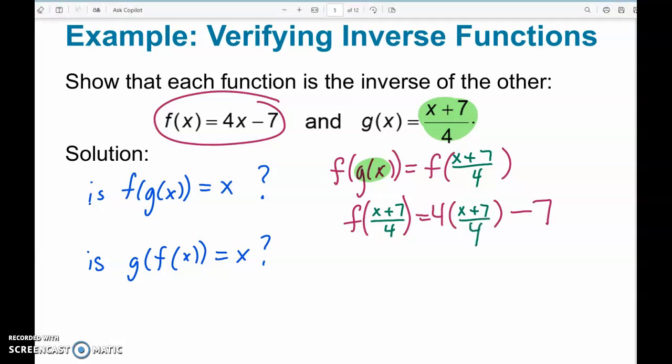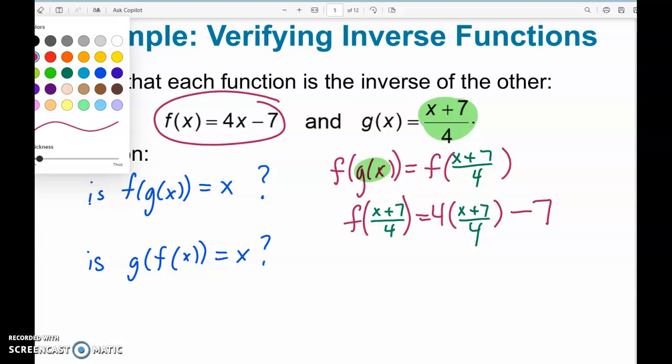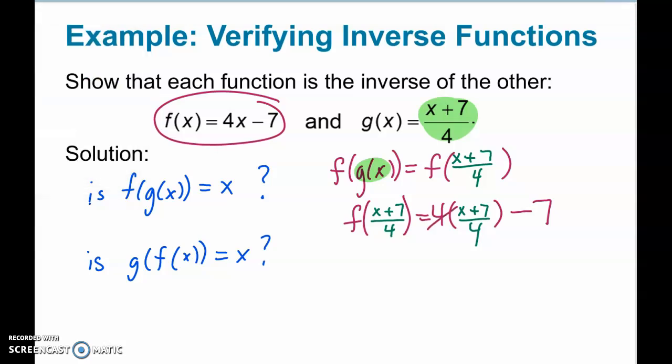Now I'm going to simplify this. 4 times this, the 4's will divide out. I'll be left with x plus 7 minus 7. Then 7 minus 7 is 0, so I end up with x. So I got x when I did the composition. So far, this is true.